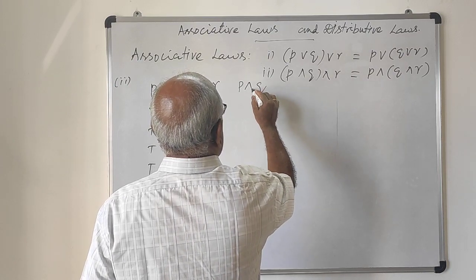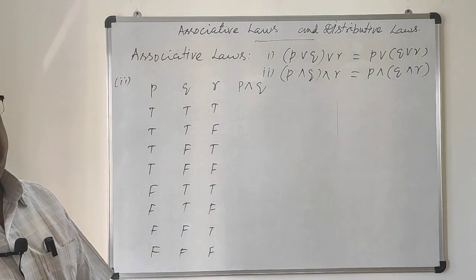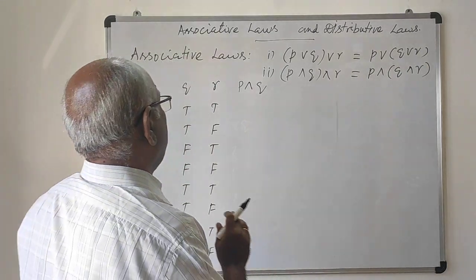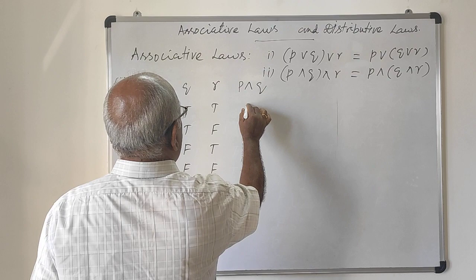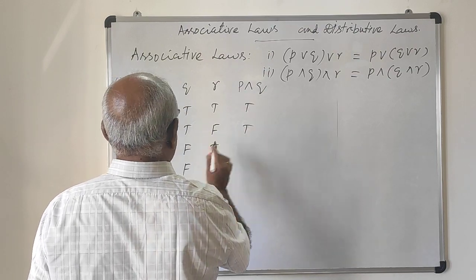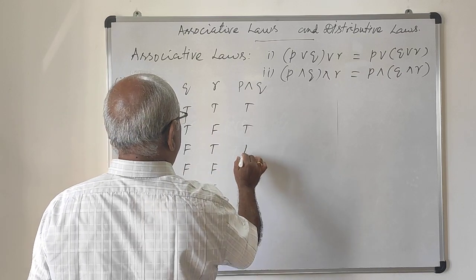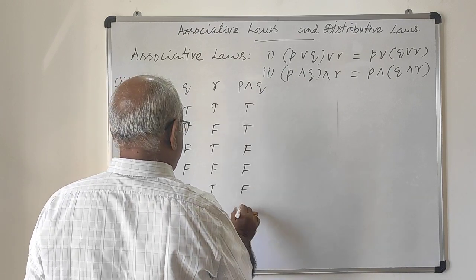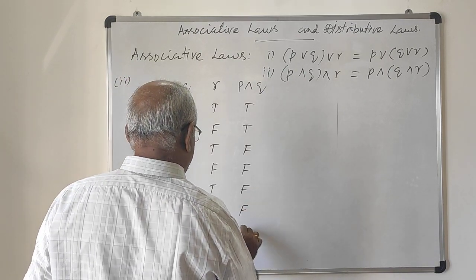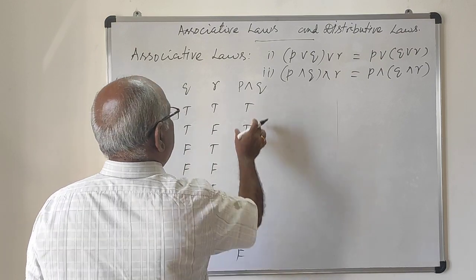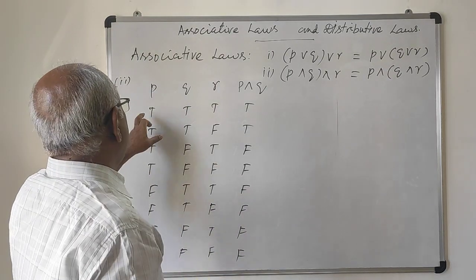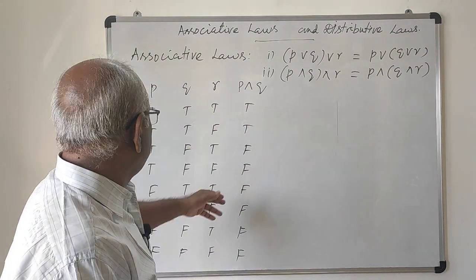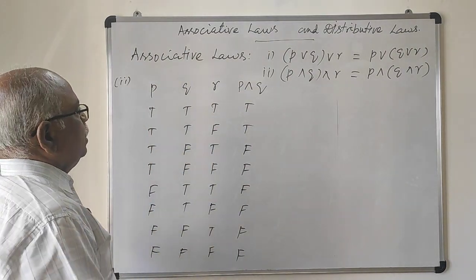conjunction Q. Conjunction means if both P and Q have the truth value T, then only the truth value is T. Otherwise it is F. Conjunction rule: both are T, the value is T. T and F, one T, one F, you get F. F and a T, F. Both are F is also F. Because conjunction indicates that if both the statements have truth value T, the net truth value is T. Otherwise F. That's all.